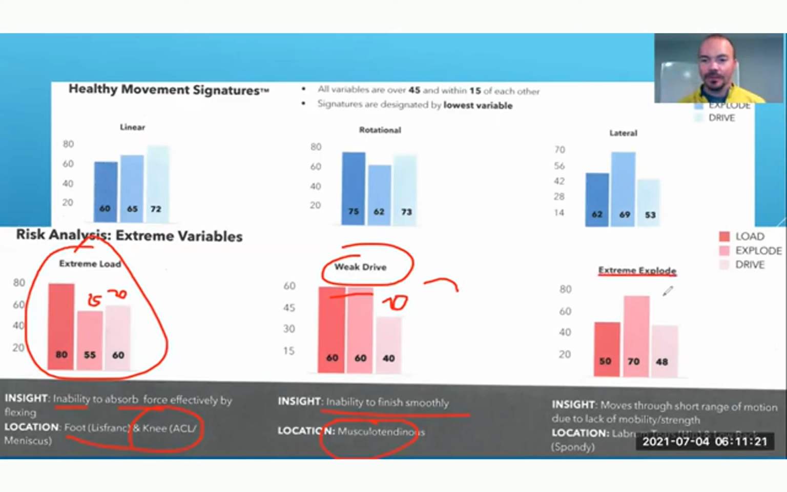And extreme explode, a 20-point disparity there, 22-point disparity there. I also want to point out that this is less than 45, which is, if it's a 20-point or a 15-point disparity or more from a neighboring factor or variable, or if it's below 45 points, then it's a point of concern. So for that weak drive, it's kind of two strikes against them.